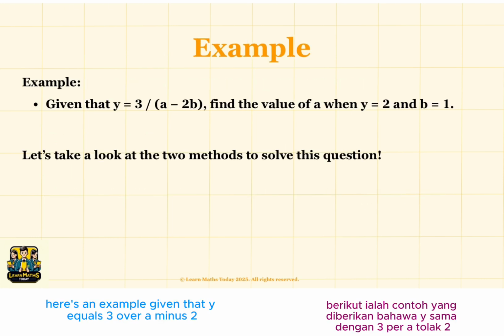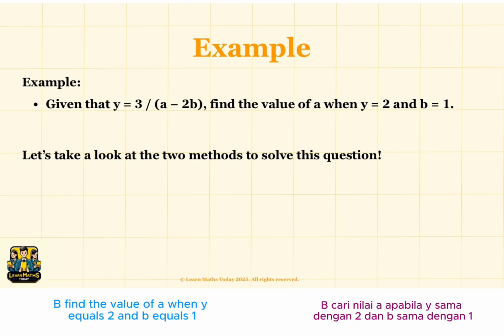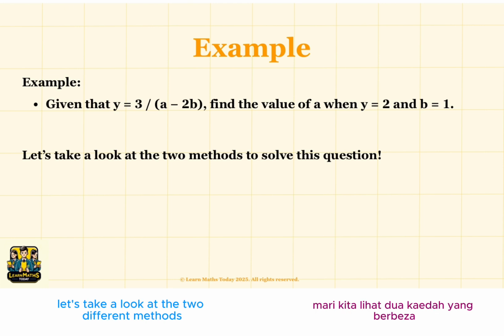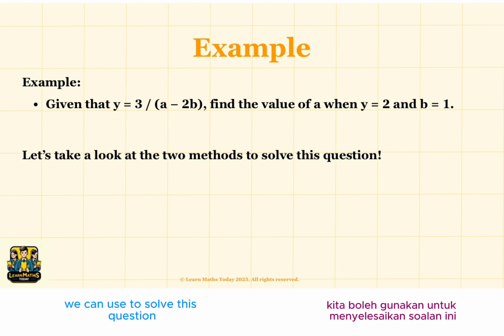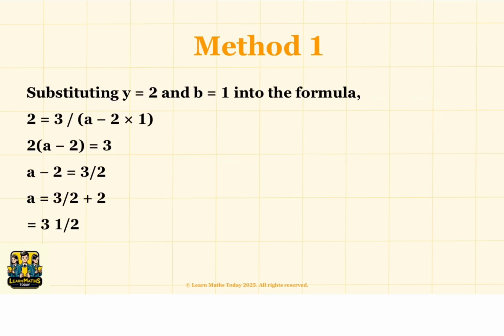Here's an example. Given that y equals 3 over a minus 2b, find the value of a when y equals 2 and b equals 1. Let's take a look at the two different methods we can use to solve this question.